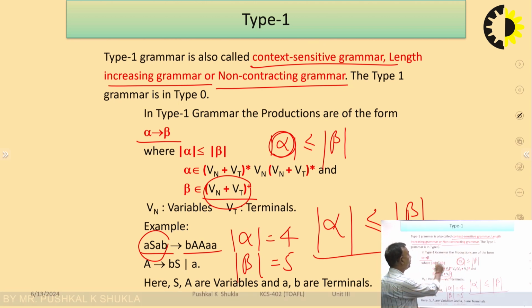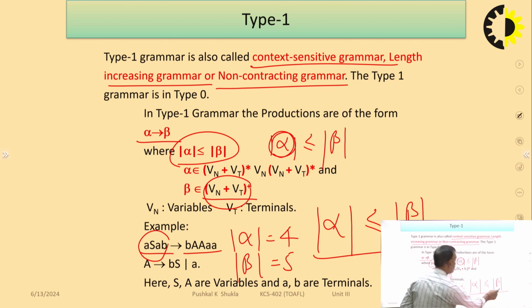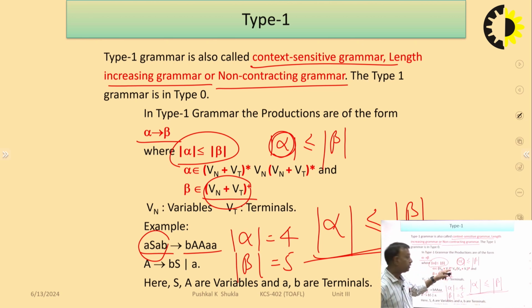So in type 1 grammar, the production is of the form alpha to beta, where mod alpha is less than or equal to mod beta. Here mod alpha is 4 and mod beta is 5, so this condition is satisfied. And alpha is an element of (Vn union Vt) star, a composition of terminals and non-terminals, and beta is the same.